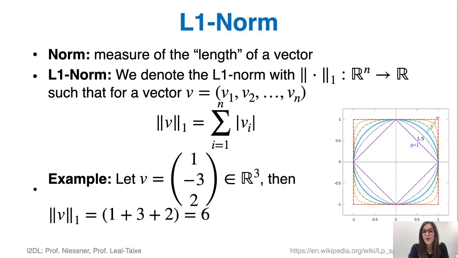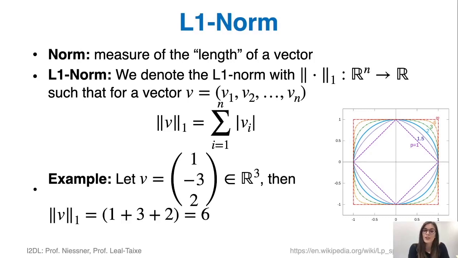The L1 norm is a norm on the space Rn, and it's defined by a function which we denote here by the sign which is used for a norm, like these vertical lines, and then we use the subscript 1, like an index 1. And this function is then going from Rn to R. And it's a non-negative function, and it is defined as follows.